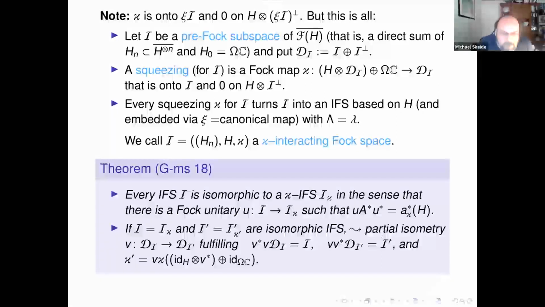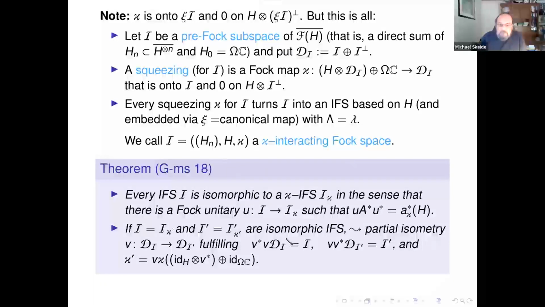And if we happen to have two kappa interacting Fock spaces, not necessarily for the same kappa, that are isomorphic, then there's a partial isometry between the occurring domains, with the right co-kernel and the right range, that intertwines the two different kappa. In particular, if one kappa is bounded, then so is the other. If one kappa is unbounded, then so is the other. So we cannot do something wrong by choosing a stupid kappa.